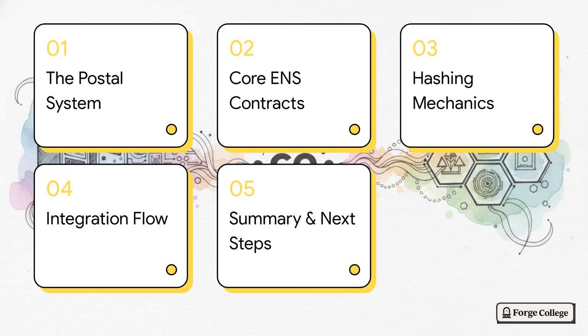Well, here is our blueprint for today. First, welcome to the post office. Then, the registry and resolvers. After that, hashing, the postal barcode. Then we'll look at the contract integration flow and wrap up with a summary and next steps.